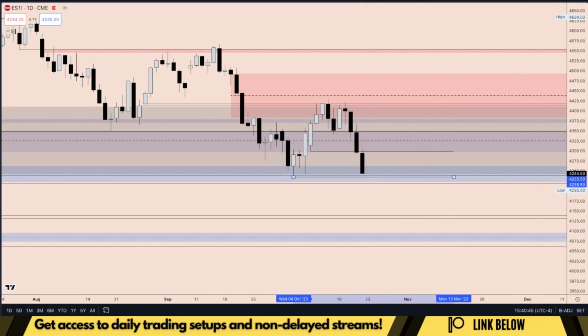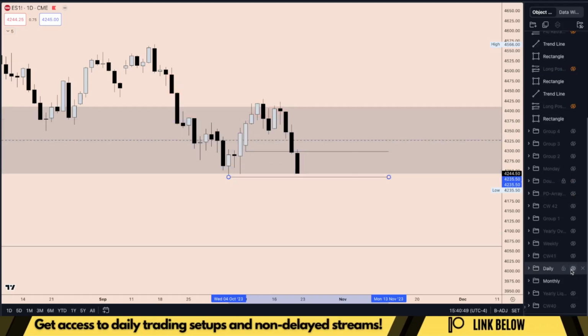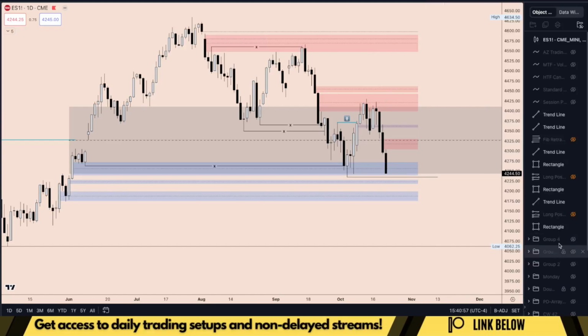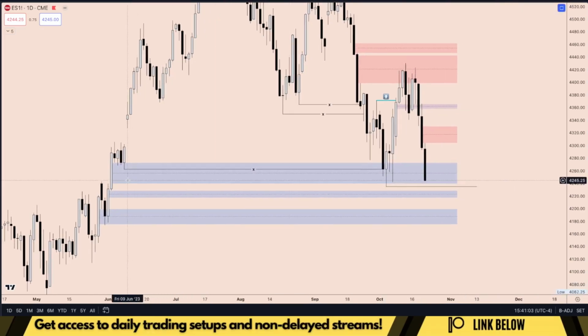If I now remove my weekly analysis and plot my daily analysis, we also have to update that. That's a monthly, let me also turn off the monthly. I do not want to see that right now. There we go. So we cleared this daily sell side liquidity. Afterwards, we displaced theoretically to the upside.